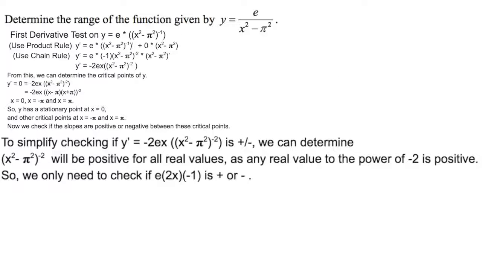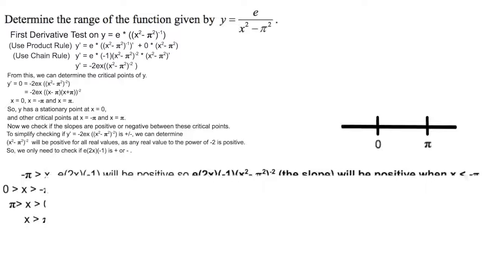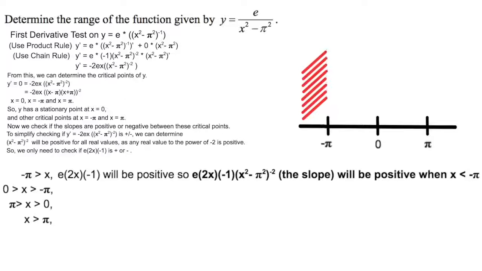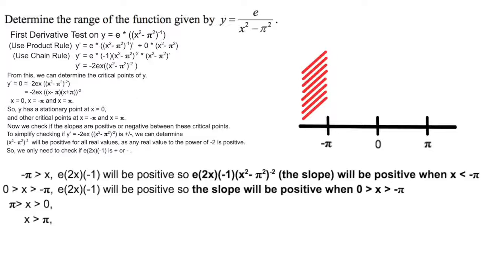Since x is squared, we know that (x squared minus pi squared) to the negative 2 will be positive for all real values. For x less than negative pi, e times 2x times negative 1 will be positive. So that means the slope will be positive when x is less than negative pi. When x is greater than negative pi but less than 0, e times 2x times negative 1 will be positive. So the slope will be positive when x is greater than negative pi and less than 0.